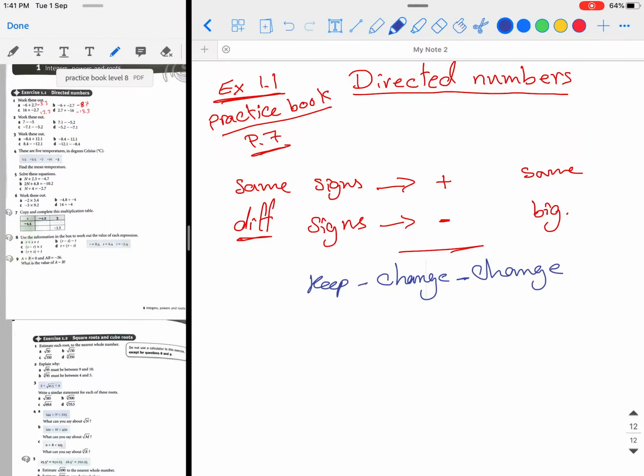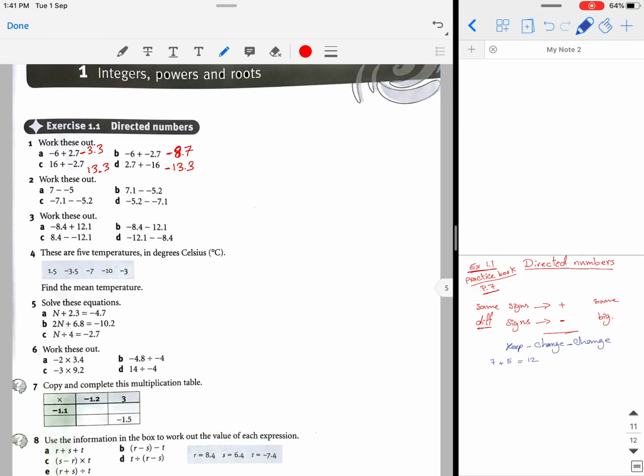Okay, for example, here, number A, it's 7 minus negative 5. So I will keep 7 the same. I will change the operation, and I will change also the negative 5 into positive 5. So 7 plus 5 equal 12. So here it's 12. Or you can also, once you find two negative signs after each other like this, make them positive. So 7 plus 5 equal 12.